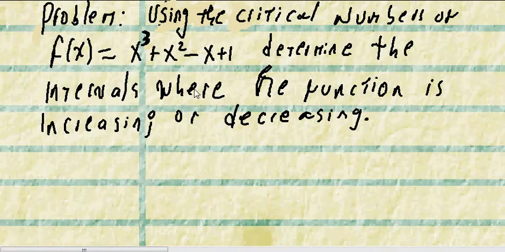Alright, so in this video I want to use the critical numbers of the polynomial function x cubed plus x squared minus x plus 1 to determine the intervals where the function is increasing or decreasing. Now, a function is increasing if its derivative is positive for the whole interval.